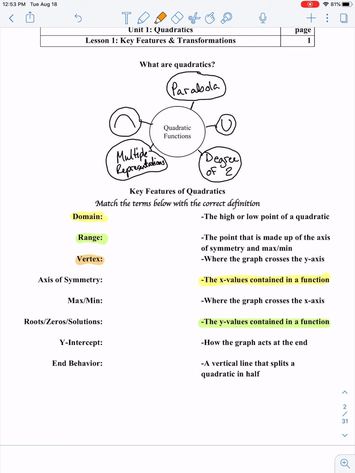The vertex is probably one of the most important points. It's the point that is made up of your axis of symmetry and the max or min. A couple of notes about the vertex really fast. It's always either the highest point or the lowest point of a quadratic.